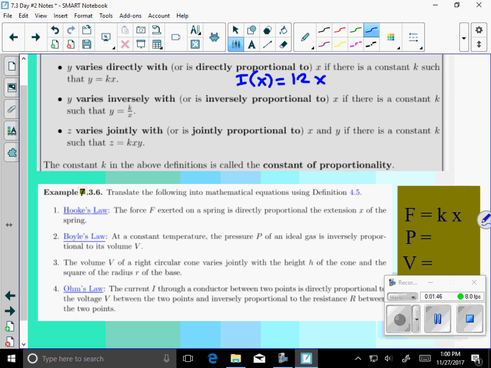Okay, inverse relationship. If there is a constant k that exists such that y equals k over x. Do I have a good example of this? Oh boy, I think we'll just get to one here in a moment. Let's see here. Let's hop down to Boyle's law. Does anybody know Boyle's law? From science? All right. At a constant temperature, the pressure P of an ideal gas is inversely proportional to its volume. All right, so pressure P is inversely proportional to its volume.